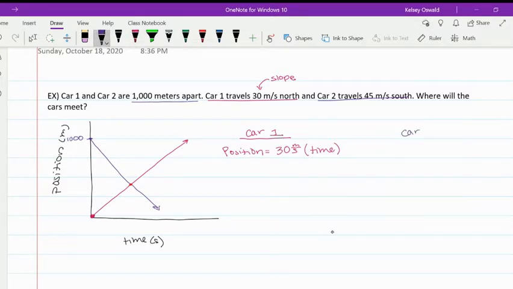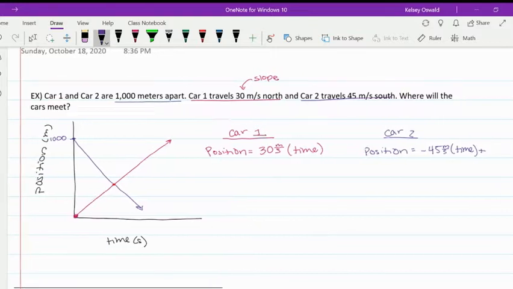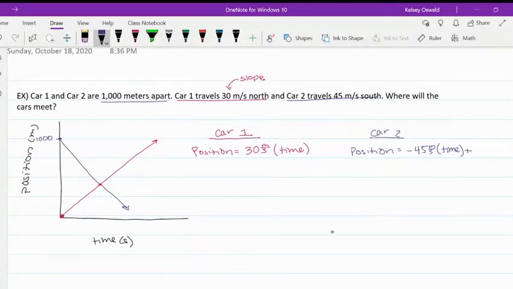However, looking at car 2, we're again going to write an equation for this line where our position, our y variable, is equal to our slope. In this case, we can see car 2 is traveling in the opposite direction, so we need to make sure that we show that slope is negative. Car 2 is traveling with a velocity of 45 meters per second south. So our slope here is going to be negative 45 meters per second times our x variable time plus our y-intercept. If we look at car 2, he starts 1,000 meters away. So we're going to show that by having a y-intercept of 1,000 meters.